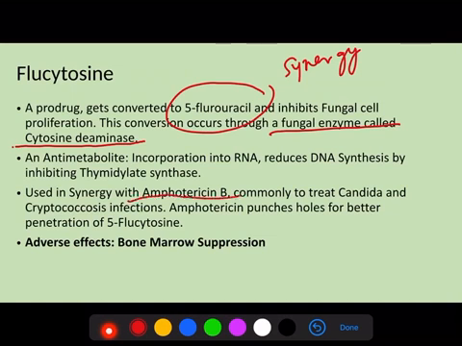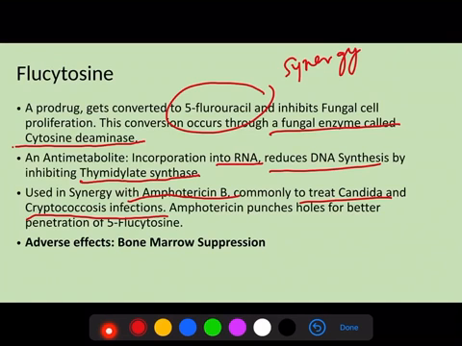Flucytosine converts into 5-fluorouracil, as we just said. 5-fluorouracil is an antimetabolite. Now, an antimetabolite is a substance that interferes with the normal metabolic processes within cells, typically by combining with enzymes. In this case, the enzyme which this antimetabolite binds to is thymidylate synthetase. So what flucytosine is able to do is that its active product gets incorporated into the RNA and then reduces DNA synthesis. It is commonly used to treat candida infections and cryptococcus infections.